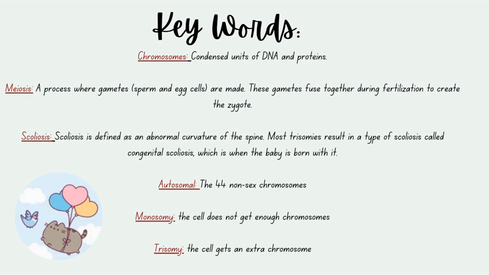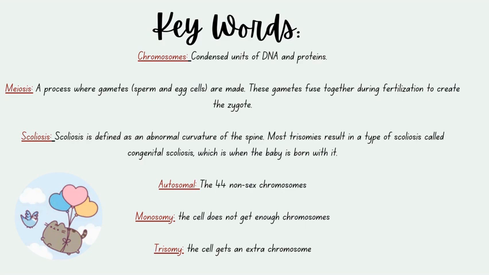The keywords are chromosomes, which are condensed units of DNA, and meiosis, a process where gametes, sperm and egg cells, are made. These gametes fuse together during fertilization to create the zygote, which eventually forms a fetus. Scoliosis is an abnormal curvature of the spine. Most trisomies result in a type of scoliosis called congenital scoliosis. This is when the baby is born with the disease.